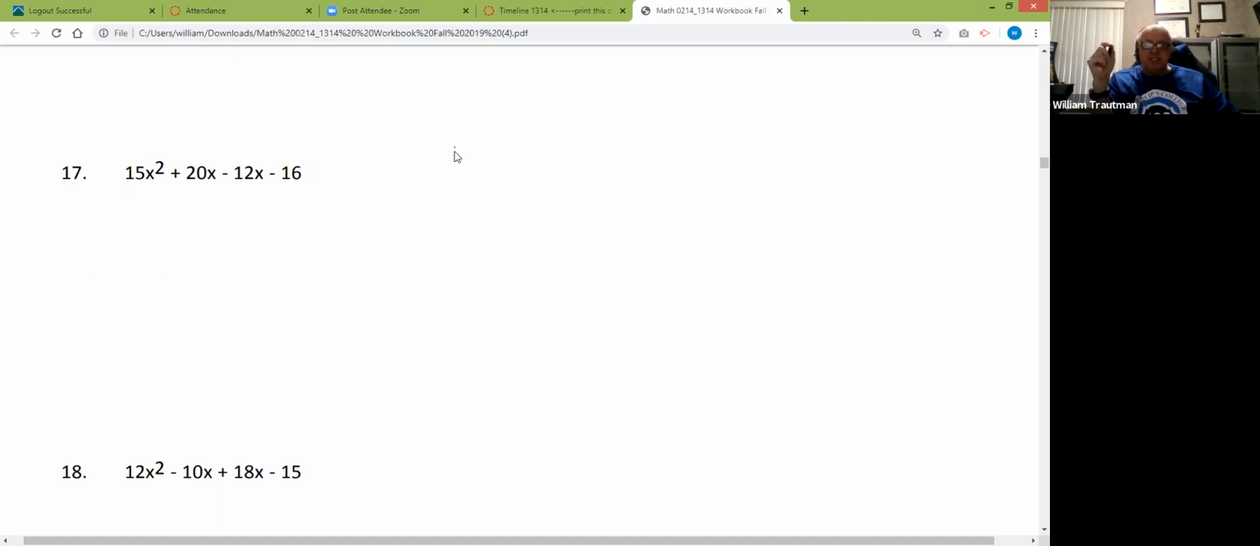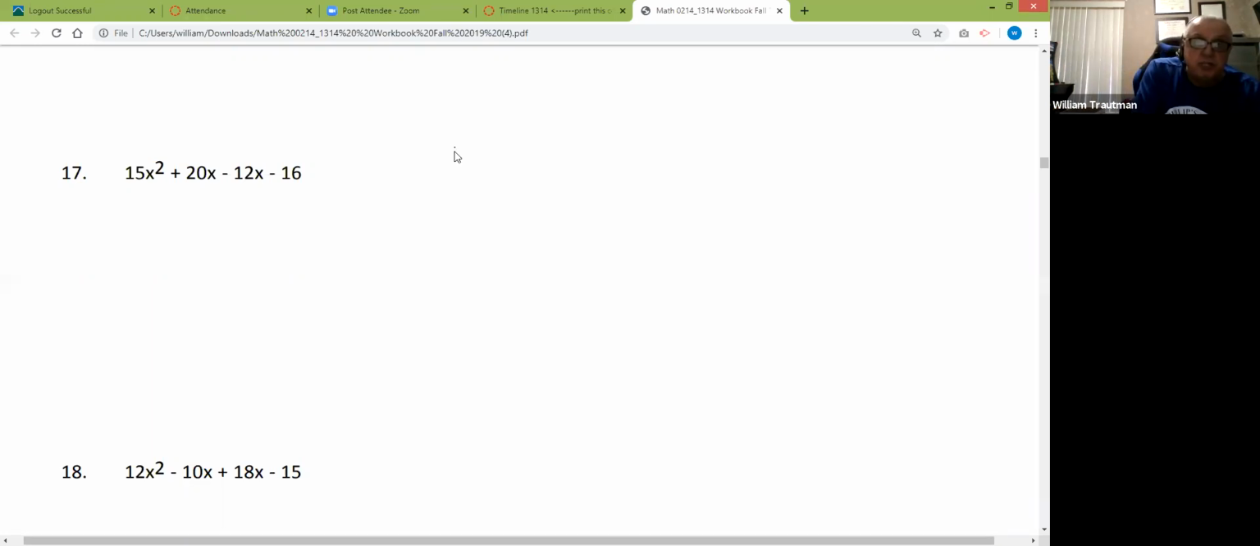So number 17, the third term is negative. It's 4 terms, 1, 2, 3, 4. So we use the factoring the 4-term method. I mean, other than GCF, that's the only method we've learned so far, factoring 4 terms.